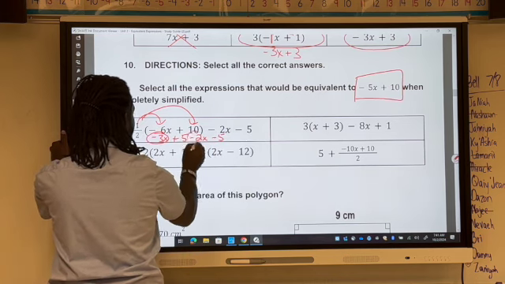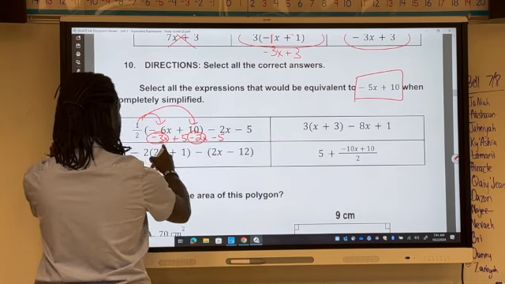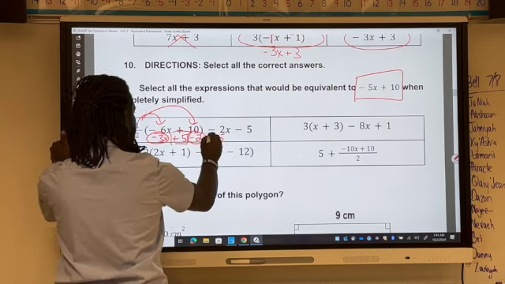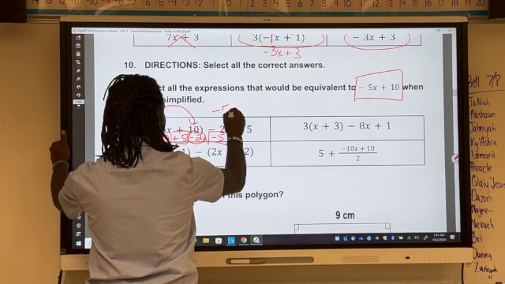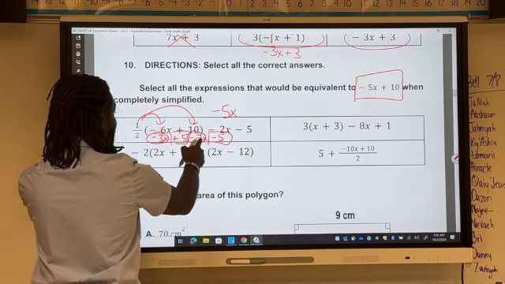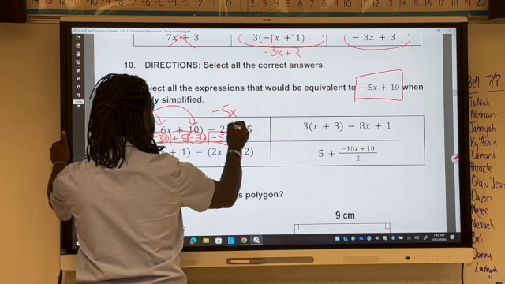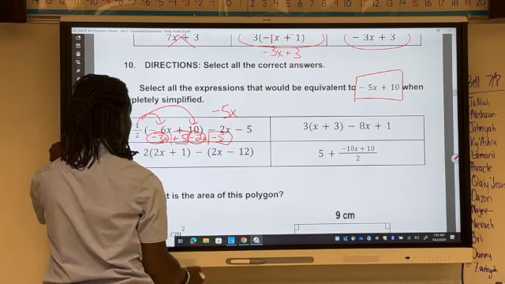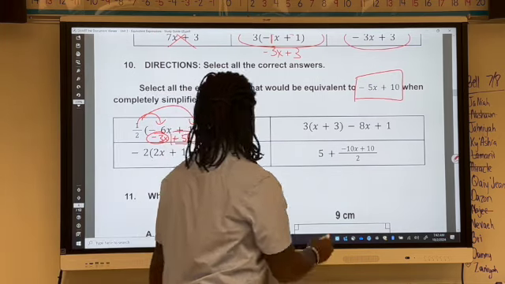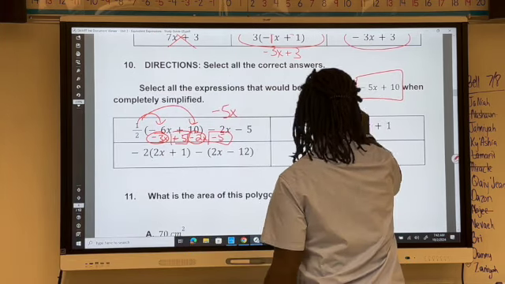When I simplify these, I'm combining those two like terms. So negative 3x and negative 2x is negative 5x. Plus 5 and a minus 5 is going to give me 0, so that cancels out. So that's just negative 5x. That's not right. Then I'm going to distribute the 3 over here.